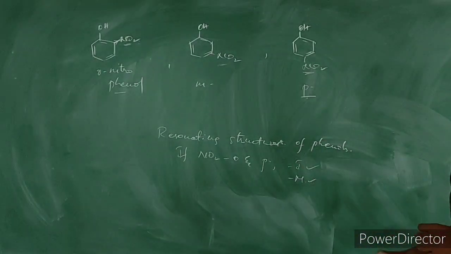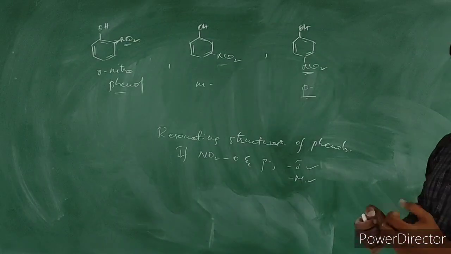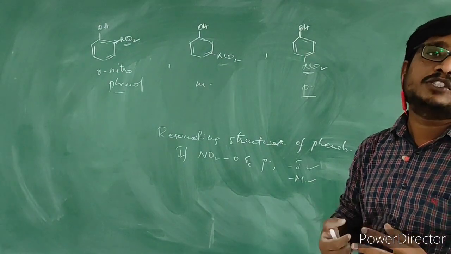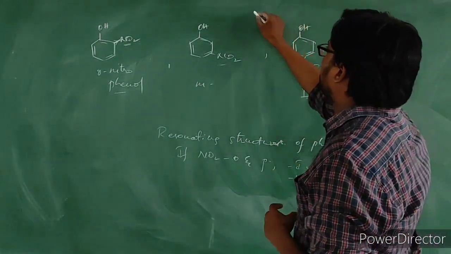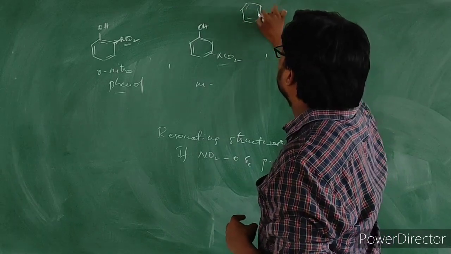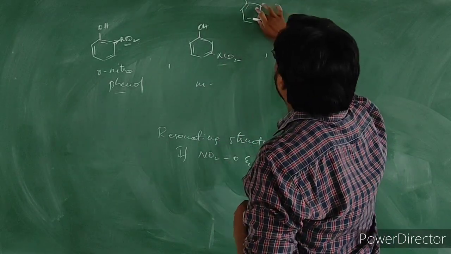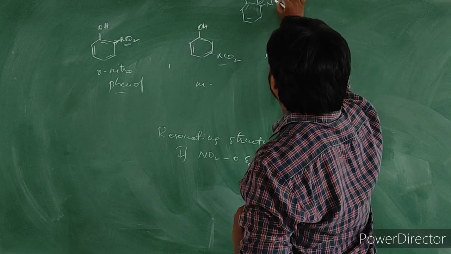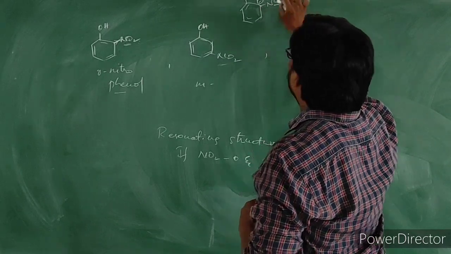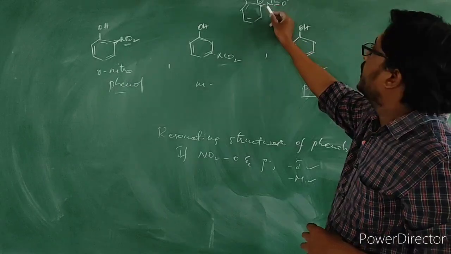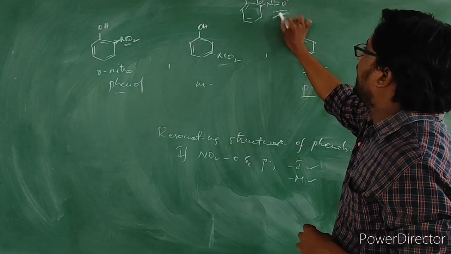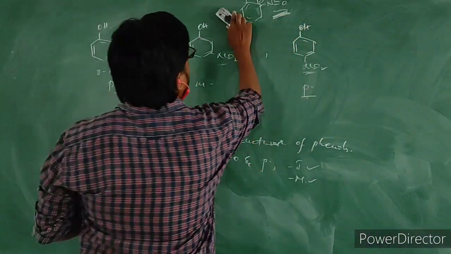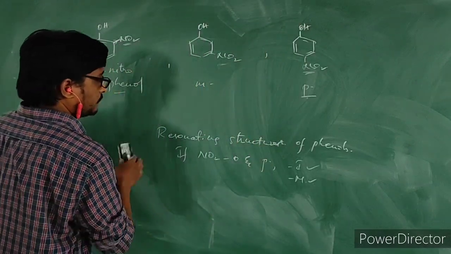Negative mesomeric effect is nothing but what? The substituent will pull the electrons towards itself from the benzene ring. That is nothing but negative mesomeric effect. When I said about the resonating structures of phenol, we know that negative charge gets developed on this carbon, so this negative charge will get delocalized into this NO2 group, which is present here. If it is not visible, I will go over here. See, look here.